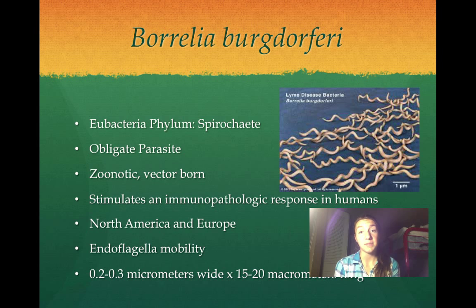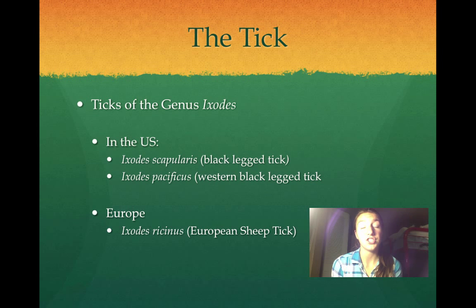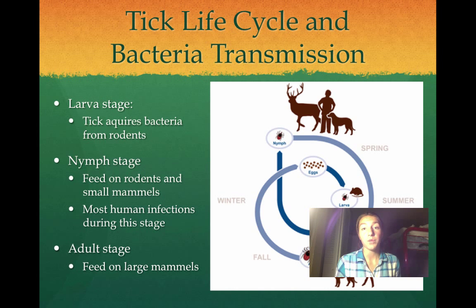The vector that transmits this disease are ticks of the genus Ixodes. In the United States, the two species that transmit this disease are Ixodes scapularis and Ixodes pacificus. In Europe, the species that transmits the disease is Ixodes ricinus. The tick acquires the bacteria during its larval feeding. When the larvae molt into nymphs, they feed on small mammals, such as rodents.